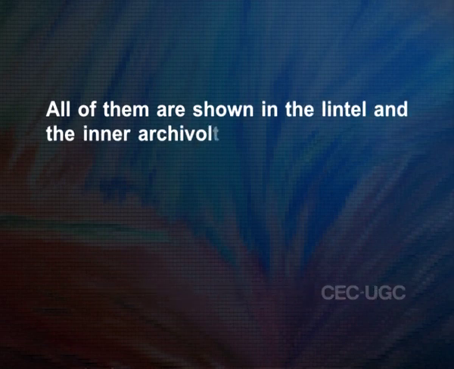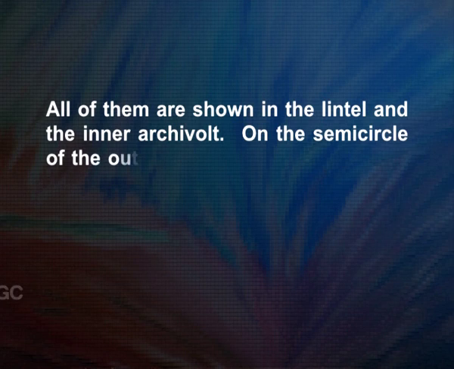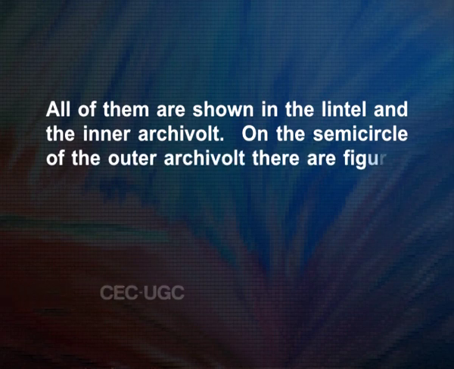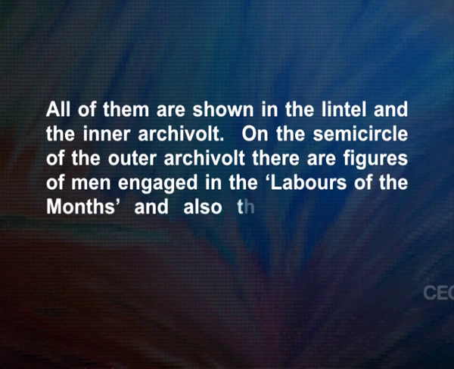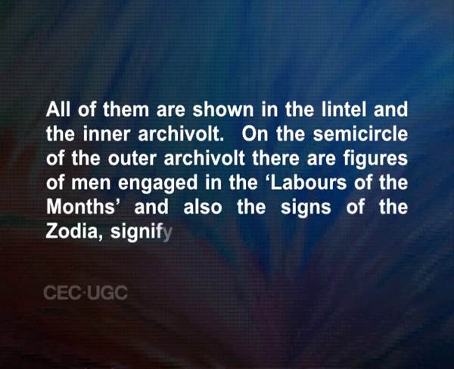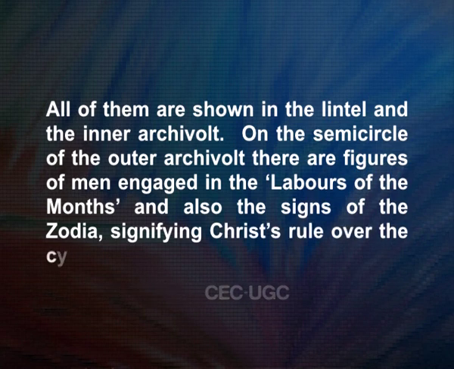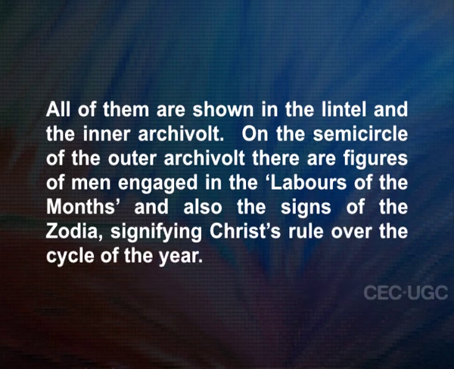It is meant to suggest that he sends forth apostles with gospel books on their mission to convert the pagan, heal the sick, and cast out devils from the possessed. All of them are shown in the lintel and the inner archivolt. On the semicircle of the outer archivolt, there are figures of men engaged in the labors of the months and also the signs of the zodiac, signifying Christ's rule over the cycle of the year.